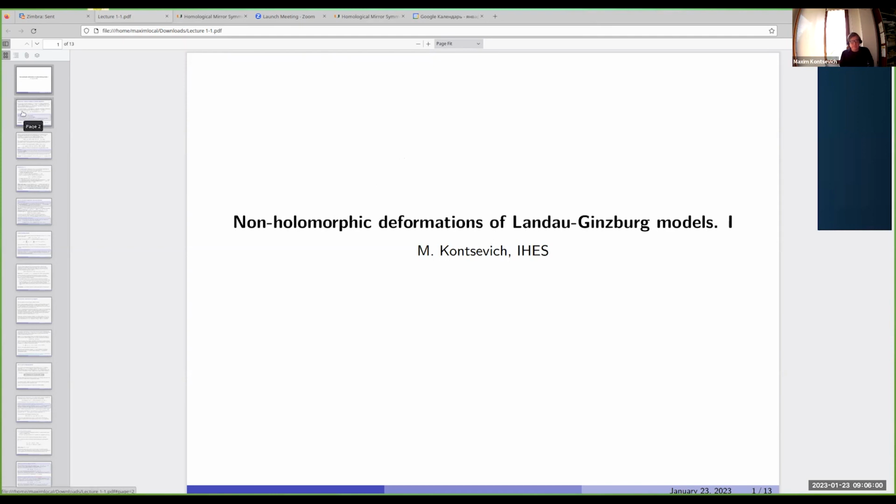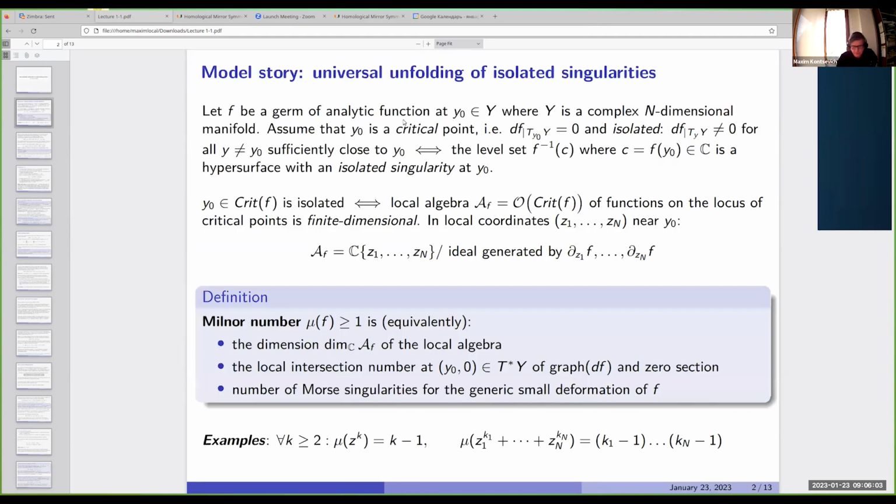So let me start. I will start with a kind of model story, what we want to imitate. It's a pretty old story starting from Milnor, Arnold, Thom. It's about universal unfolding of isolated singularities. Suppose we have a germ of analytic functions in several, n, complex variables. So abstractly, we have an n-dimensional complex manifold, a point, and a germ of a function here, and assume that it's a critical point. So the derivative vanishes here, and it's isolated: for all points nearby, the derivative is not zero.